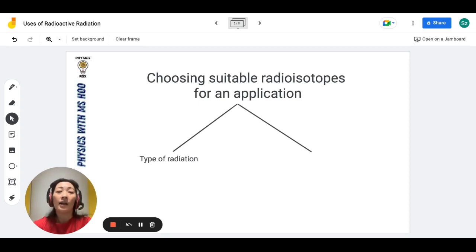So depending on their characteristics and their properties, we have to consider those when we want to choose the suitable radioisotope. Another thing that we must consider is the half-life. Half-life, if you recall, is the time taken for the radioactive radiation to decrease its mass or activity, which is the count rate, by half. If you can't remember alpha, beta, gamma radiation, or if you haven't learned it, please watch my video on nuclear emission. And as for half-life, please watch my video on half-life. For now, we're going to go into the uses.